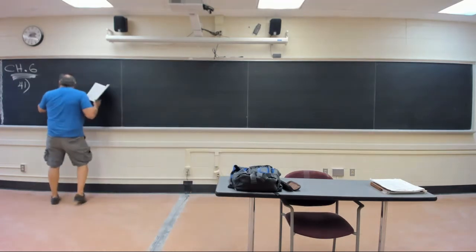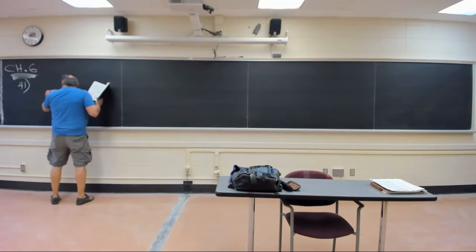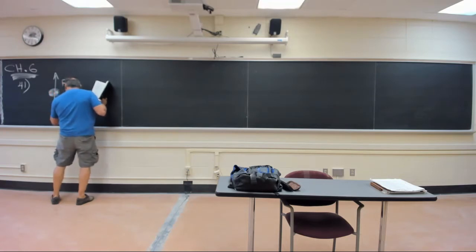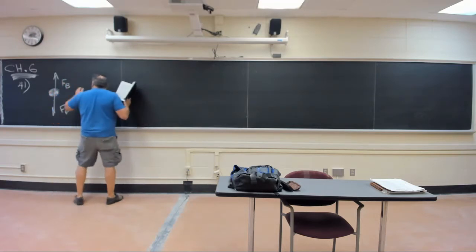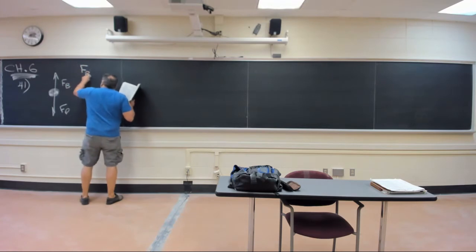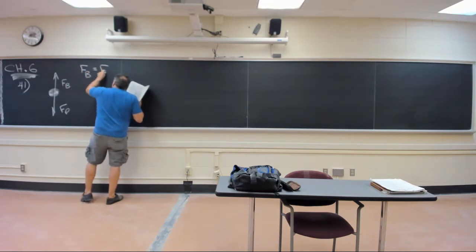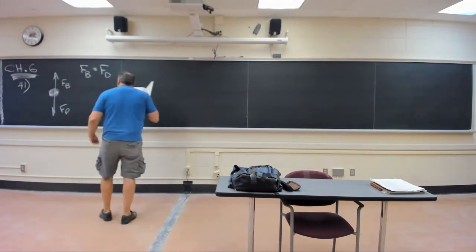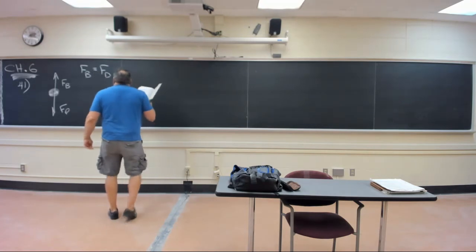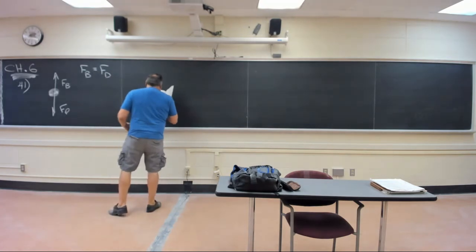So there is a beach ball immersed in the water. There is a buoyant force going upward, and there is a drag force going downward. Once you reach terminal velocity, the buoyant force will be equal to the drag force. It's that simple.